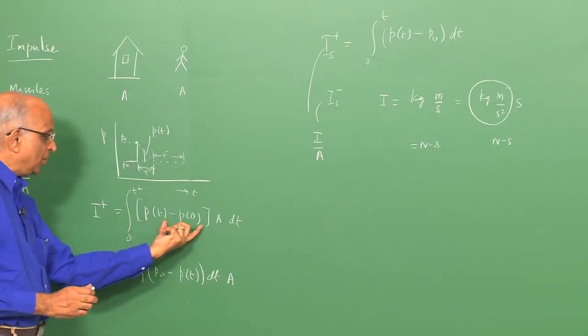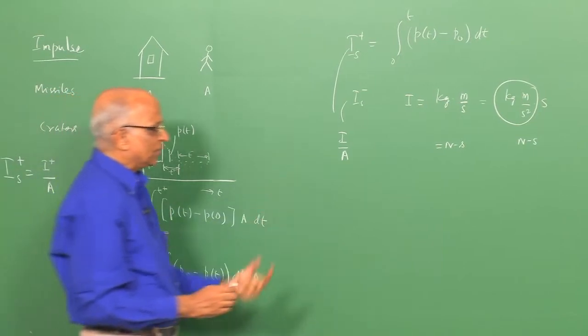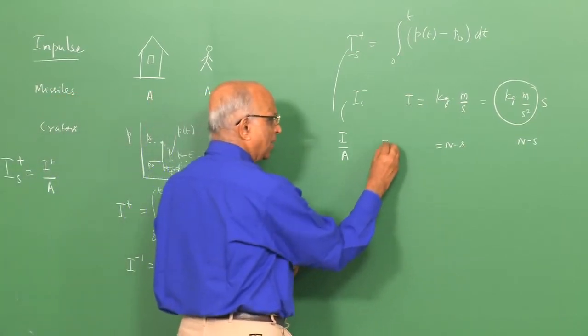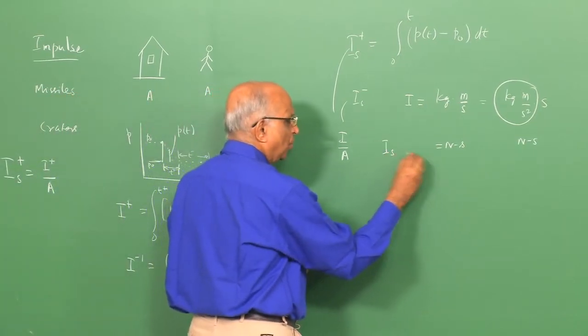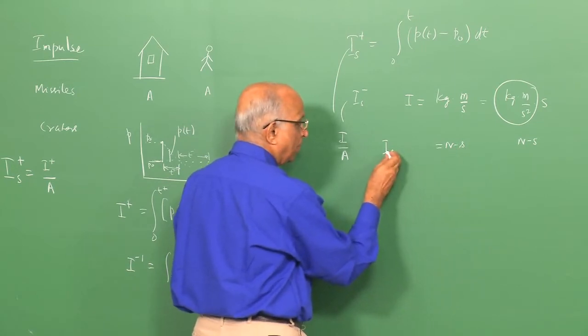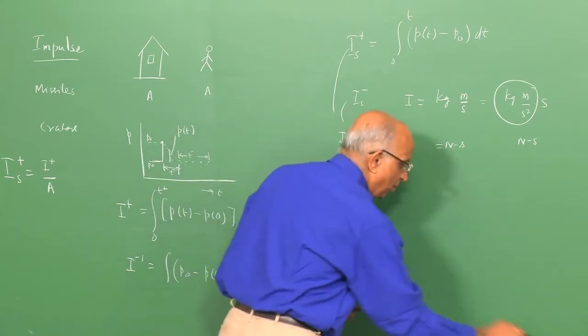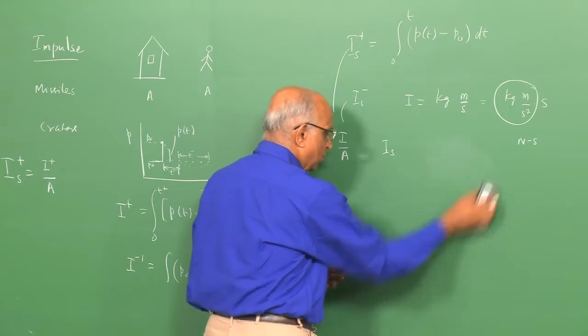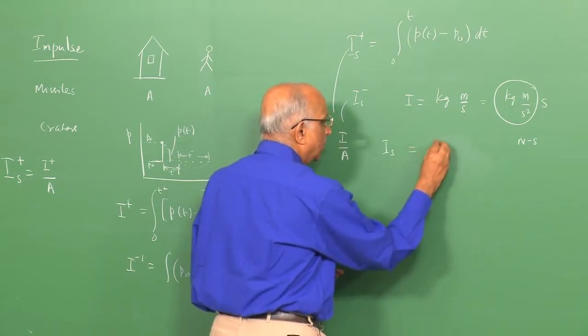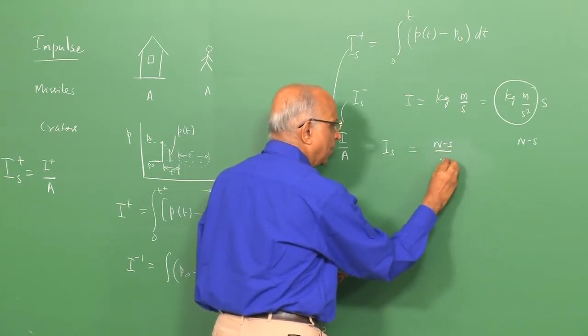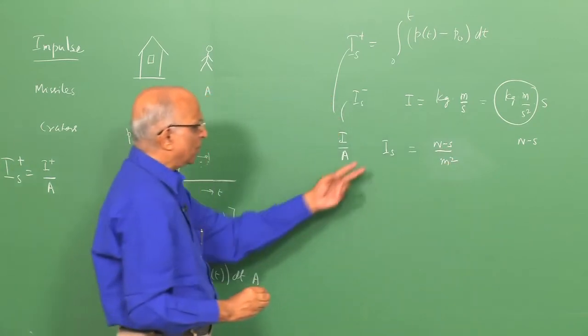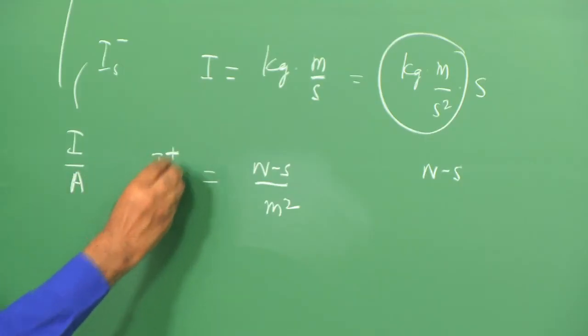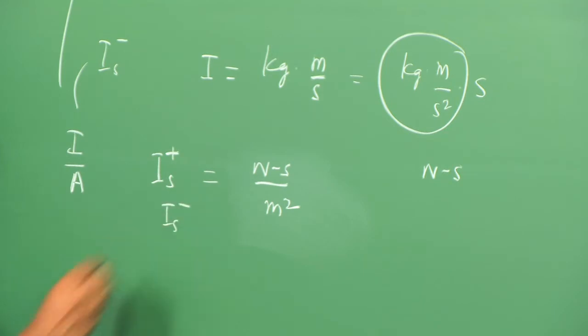This is force in newtons into time, which is Newton second. Therefore, we can say the unit of specific impulse should be Newton second. Since I am talking per unit area, the unit should be Newton second, which is for impulse, divided by area, Newton square. This is the unit for the specific impulse, let us say positive, let us say negative.